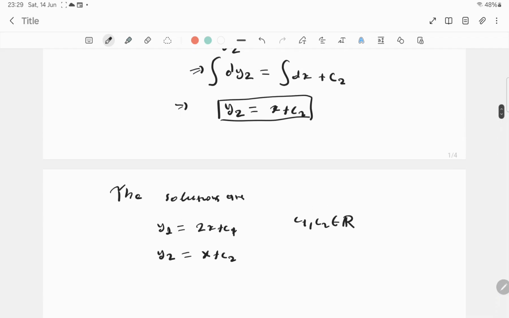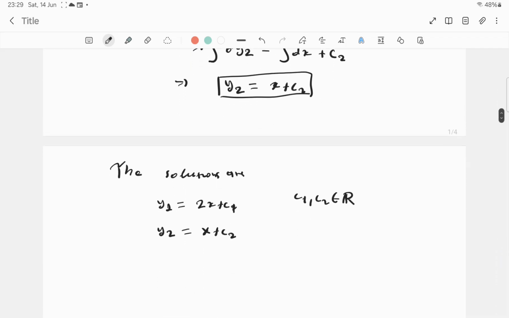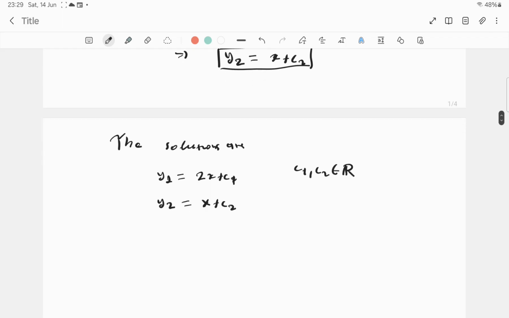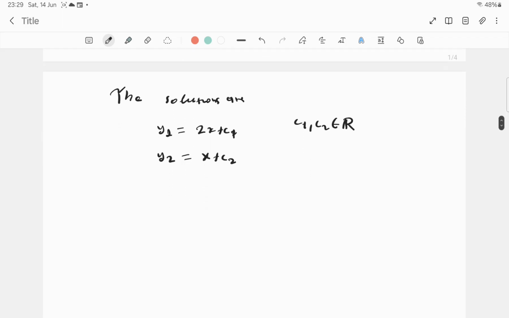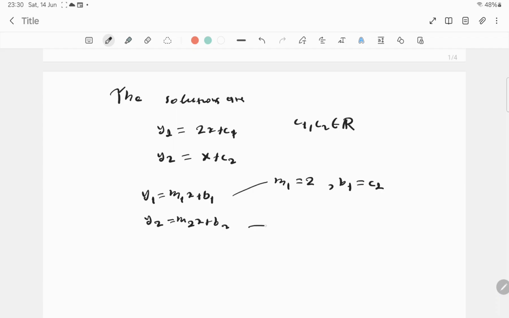So the two solutions of this non-linear ordinary differential equation are linear functions, straight lines. y1 equals m1x plus b1, y2 equals m2x plus b2. So m1 equals 2, the gradient of the first line, and b1 equals c1, the y-intercept. And from here m2 equals 1, the gradient is just 1, and b2, the y-intercept, is c2.